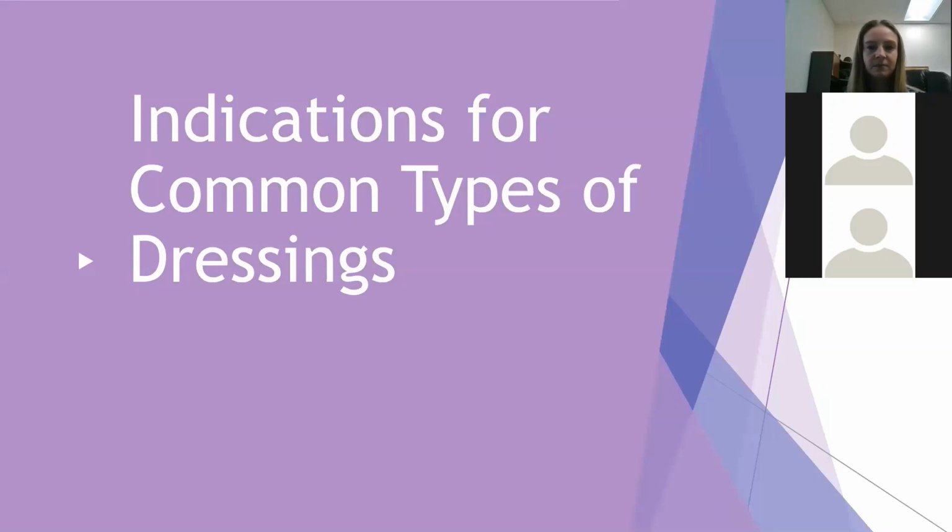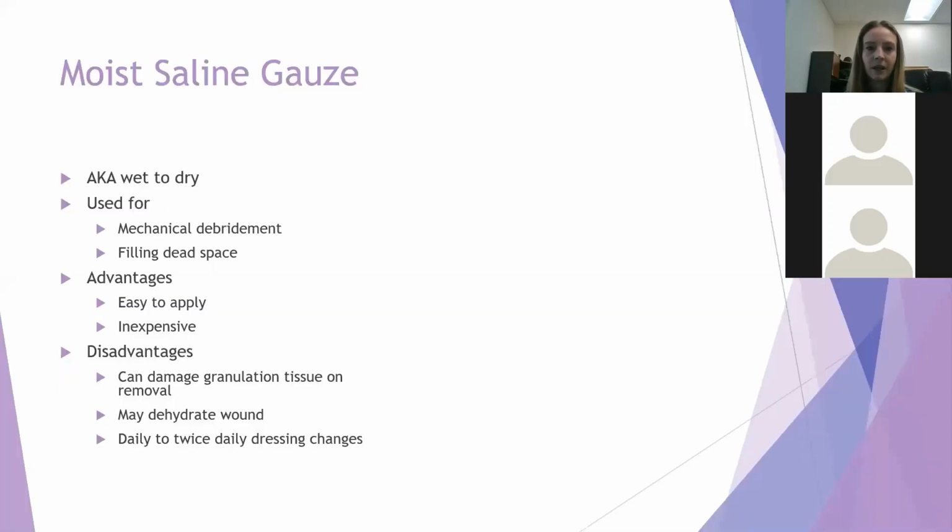Okay. So this next one, we went over how to apply the different dressings last time. This is just going to be why you would choose those dressings. So the saline wet to dry does a mechanical debridement and it fills dead space. Our advantages are it's easy to apply and inexpensive. Disadvantages are it can damage granulation tissue on removal, may dry out the wound, and it does require daily to twice daily dressing changes.